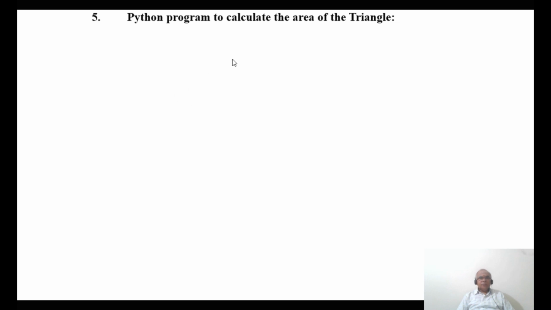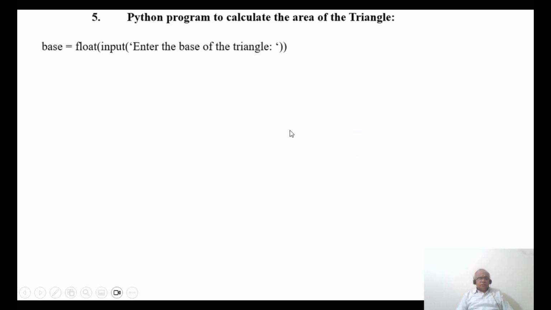Now in this video, we are going to take up one more program on Python: how to calculate the area of the triangle. So first, what we need is to find the area of the triangle. We have half into base into height. That is the normal formula to find the area of the triangle.